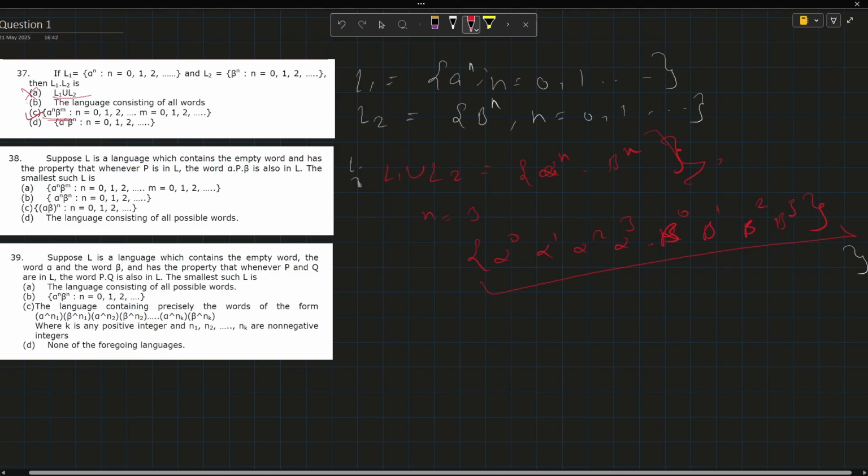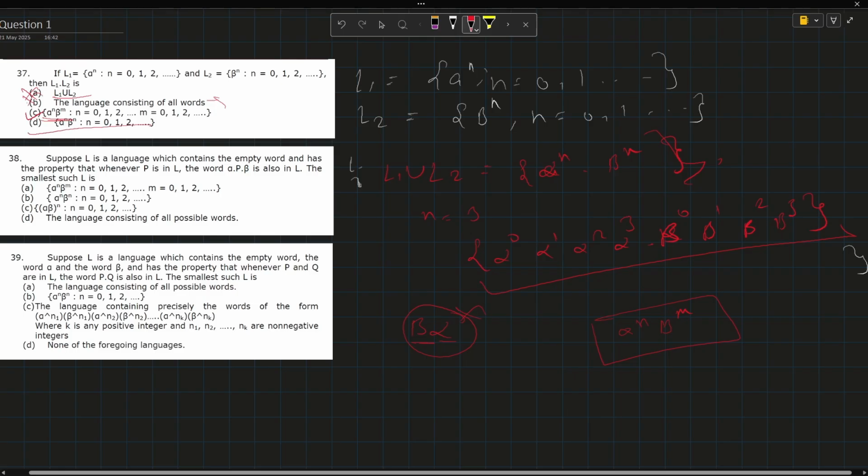And this one, the language consisting of all words. Now for this one, if this language consists of all words, then it should contain a term like beta alpha, where beta is at the first place and alpha is at the last place. But with the desired result, here alpha is in first place and beta is in the last place. So yeah, this is also wrong.